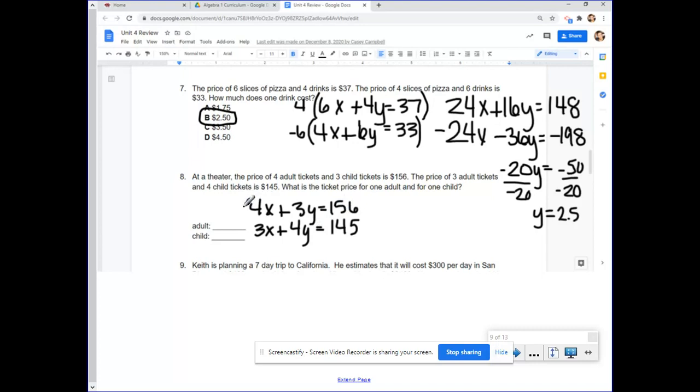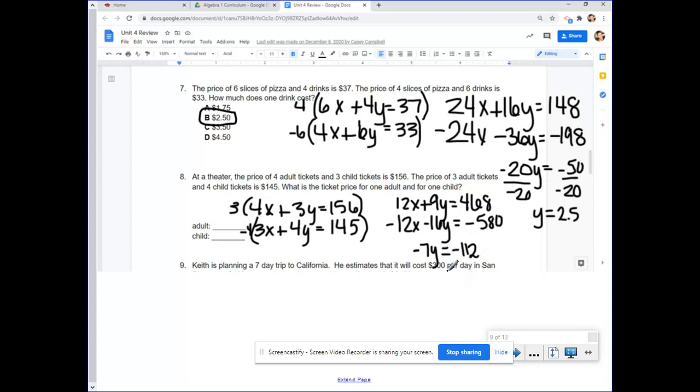So I'm going to try to eliminate my x's, I guess. I'm going to take the top one times 3 and the bottom one times -4. Which would leave me 12x plus 9y equals 468, 156 times 3. Then you're going to take -12x minus 16y, and then 145 times -4, -580. Add everything together. Your x's have canceled out. You're left with -7y, and then -580 plus 468 is -112.